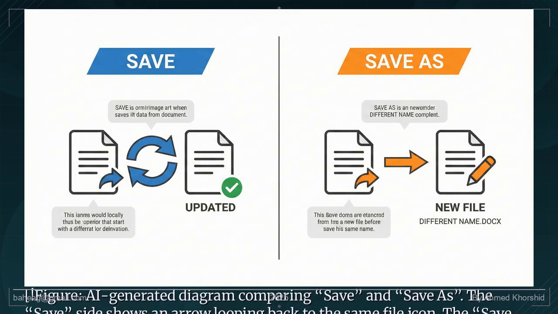Figure: AI-generated diagram comparing Save and Save As. The Save side shows an arrow looping back to the same file icon.